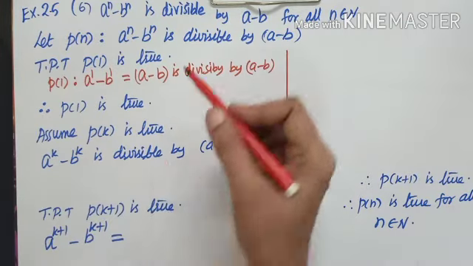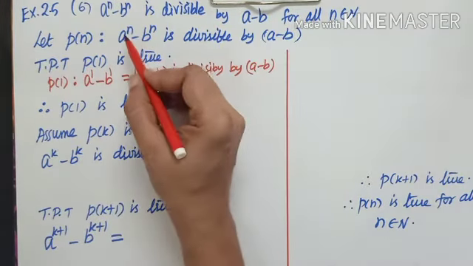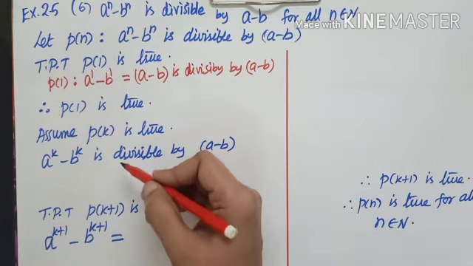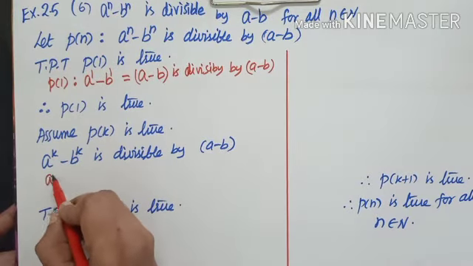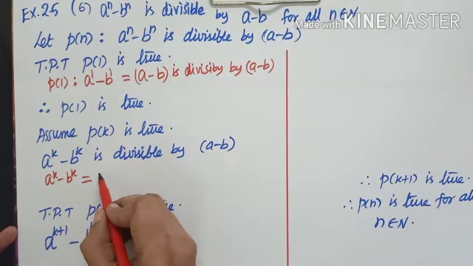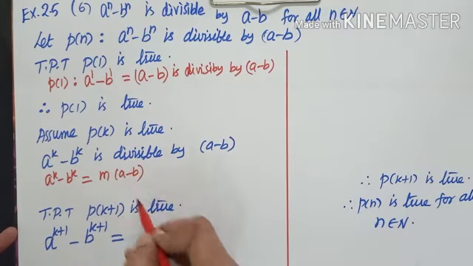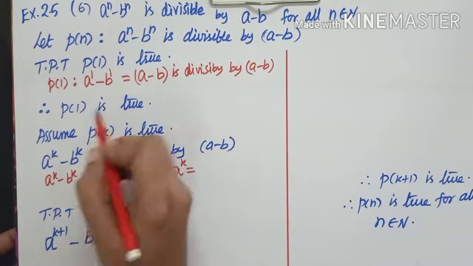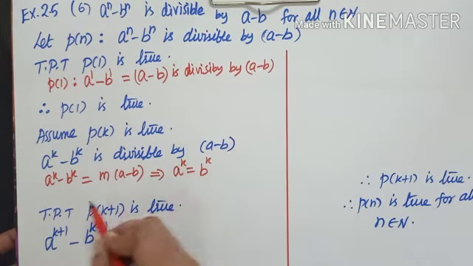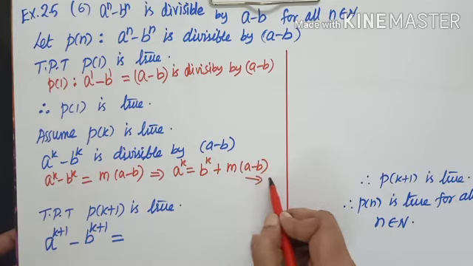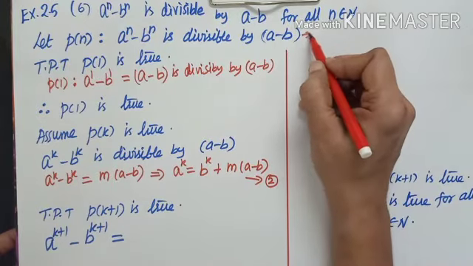Assume P of k is true. The same thing we have copied. In the place of n, k will come. To prove that P of k plus 1 is true, we have to use some ideas from here. So, a power k minus b power k divisible by a minus b tells me it is m into a minus b. The next step, keep a power k on the left, bring b power k to the other side: a power k equals b power k plus m into a minus b. Call this as 2, call the given question as 1.